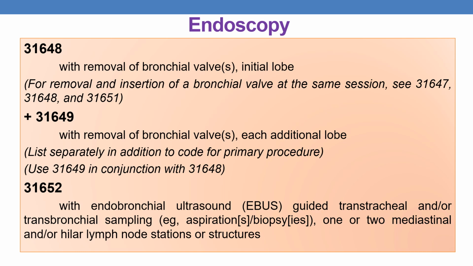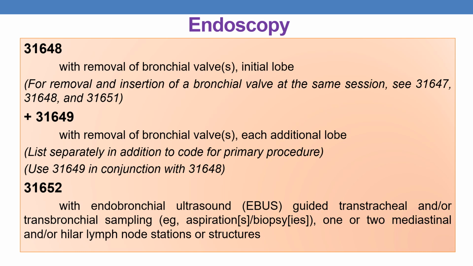The next is an add-on code plus 31649. It deals with removal of bronchial valve each additional lobe. Previously it is initial. 31648 is the initial lobe, and with removal of bronchial valve each additional lobe you need to report 31649 for each additional lobe, and 31649 should be used in conjunction with 31648.